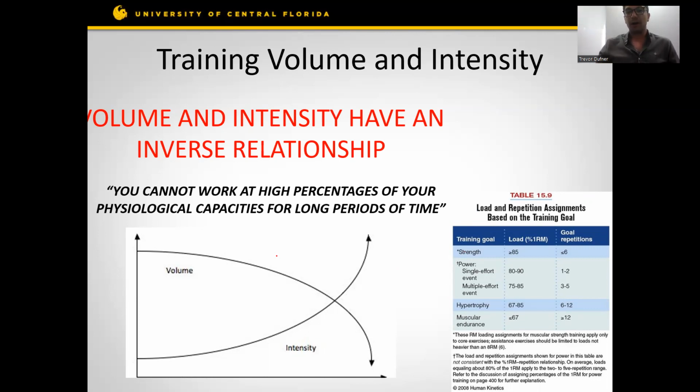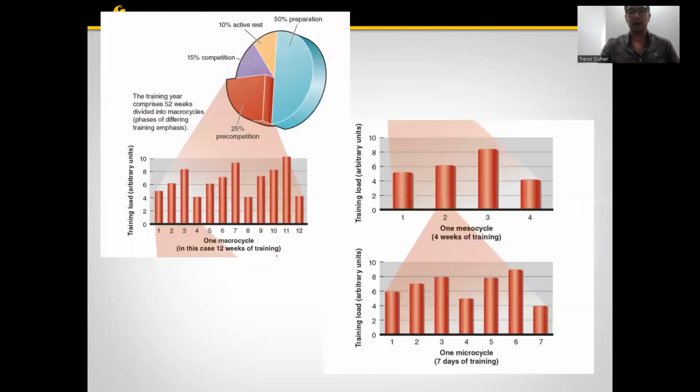And so when you're designing these training programs, you have to remember that if you're doing 90% of your 1RM, you can't lift that as many times as if you're doing 65% of your 1RM, and vice versa. If you're doing 65% of your 1RM, you can probably lift it a lot more times than you could 95% of your 1RM. Those are things you have to keep in mind as a strength practitioner.